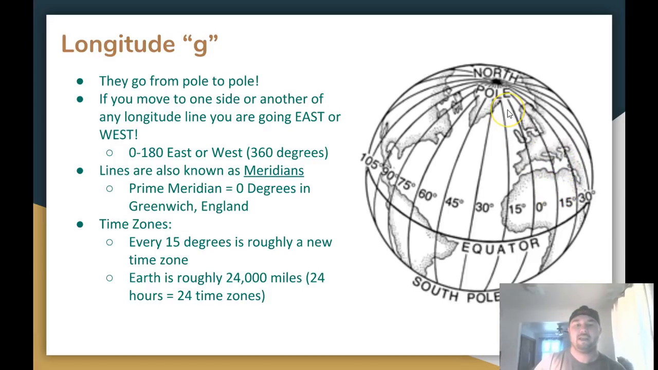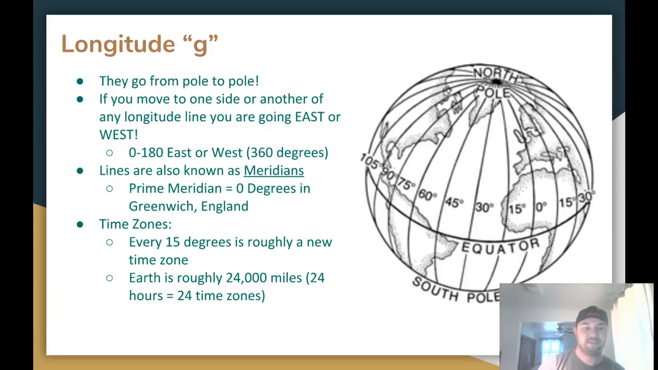Okay. Again, these are also known as meridians. So longitude lines are also known as meridians. Again, you have the prime meridian at 0 degrees. And then when you move all the way to the other side of the world to 180 degrees, that's going to be more of the international date line, which switches the dates in the world for you.